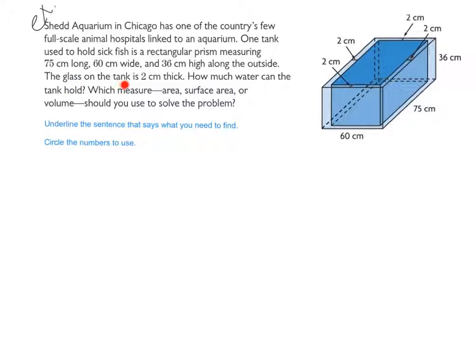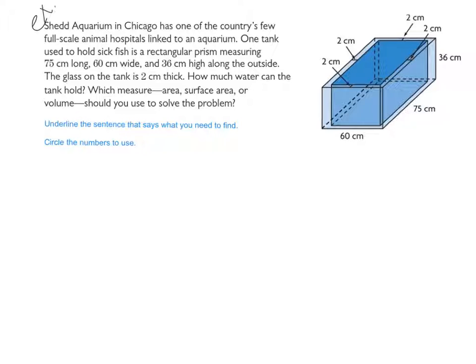The glass on the tank is 2 centimeters thick. So it sounds like the tank is pretty thick itself. Meaning if you were to knock on it, that's a pretty thick tank. It's not cheap, thin glass, but it's 2 centimeters thick. How much water can the tank hold?